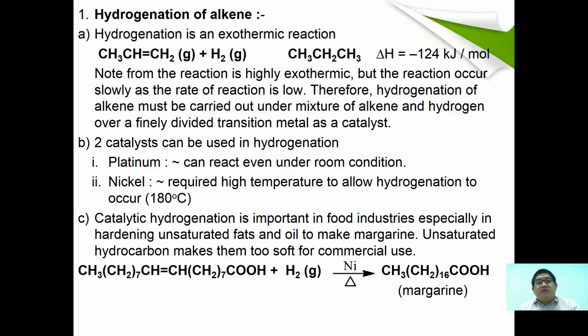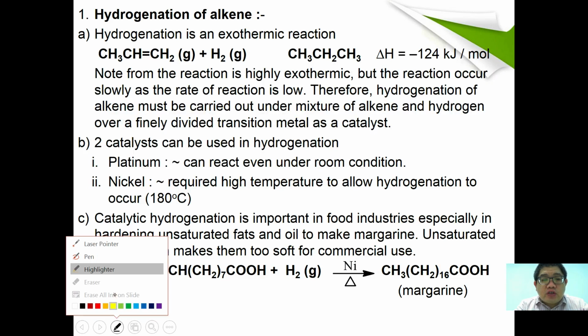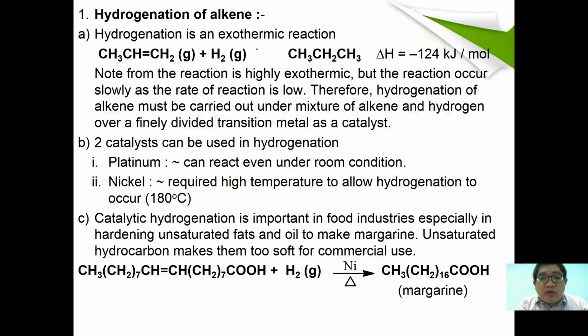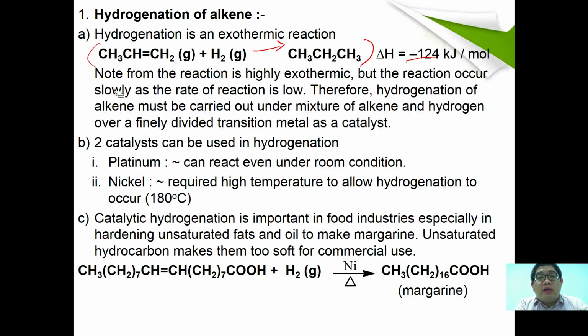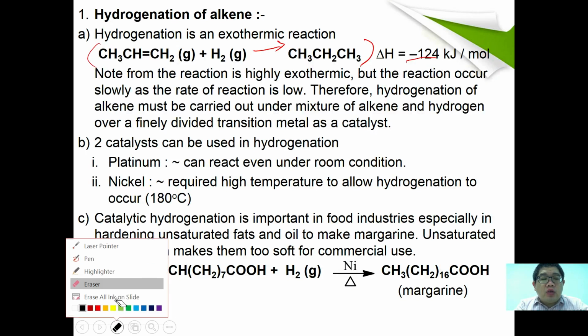So first of all, we're going to discuss the hydrogenation of the alkene. Hydrogenation is an exothermic reaction. When an alkene reacts with hydrogen, you form an alkane. So for example, in this equation here, propene reacts with hydrogen to form propane, and this will release heat of negative 124 kJ per mole. So note from the reaction that it is highly exothermic. However, the reaction occurs slowly as the rate of reaction is low.